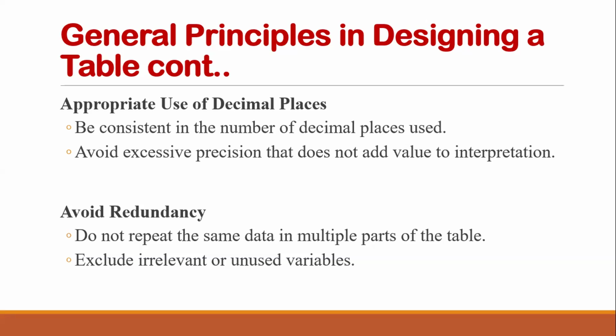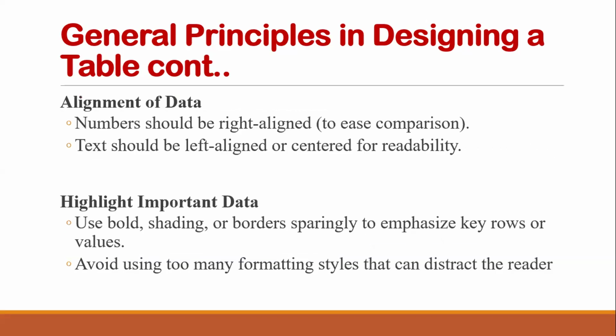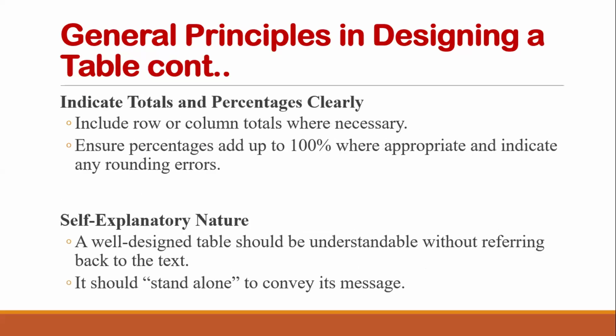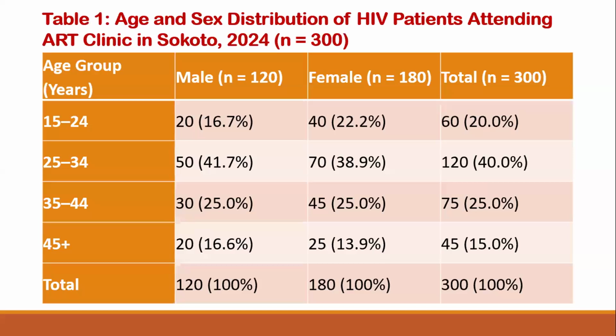Then avoid redundancy. Do not repeat the same data in multiple parts of the table. Exclude irrelevant or unused variables. So these are the properties or the general principles in designing a table. So once you are designing your table, you have to follow these principles in order to make your table very good and clean. So let's see the example.